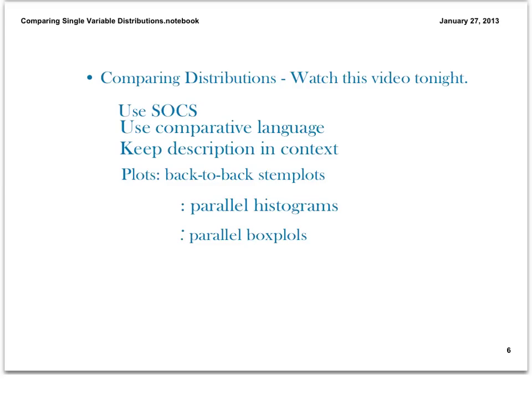Now, when we compare distributions, we want to follow the same protocol that we do when we are describing a distribution. So first, we want to make sure that we're using SOCS. We want to talk about the shape, outliers, centers, and spread. We want to make sure that we use comparative language, words like more than, less, higher, etc. Make sure you keep the description in context. Always keep in mind the variable that you are discussing and insert that variable name into your description.